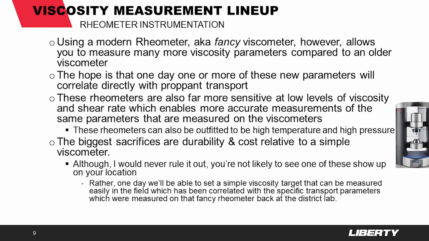Using a modern rheometer, aka fancy rheometer, however, allows you to measure many more viscosity parameters compared to an older viscometer. The hope is that one day, one or more of these new parameters will correlate directly with proppant transport. These rheometers are also far more sensitive at low levels of viscosity and shear rate, which enables more accurate measurements of the same parameters that are measured on viscometers. These rheometers can also be outfitted to be high temperature and high pressure, just like the viscometers. The biggest sacrifices are durability and cost relative to a simple viscometer.